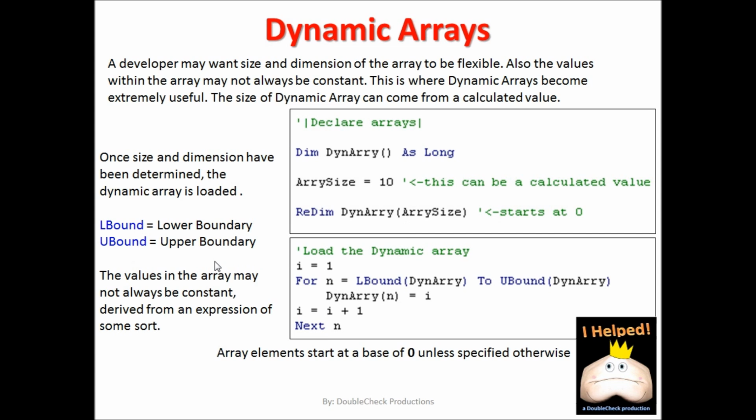Now, with the dynamic array, and also with the static array, we have a lower boundary and an upper boundary. So if we want to load our array, we can do it with the for next loop, and we can actually just specify that we want to store at the lower boundary of that array, and we will go to the upper boundary of that array. And the nice thing about that is that we can have an array of any size as we need it, and we can load it using a loop function that'll work within the confines of those boundaries.